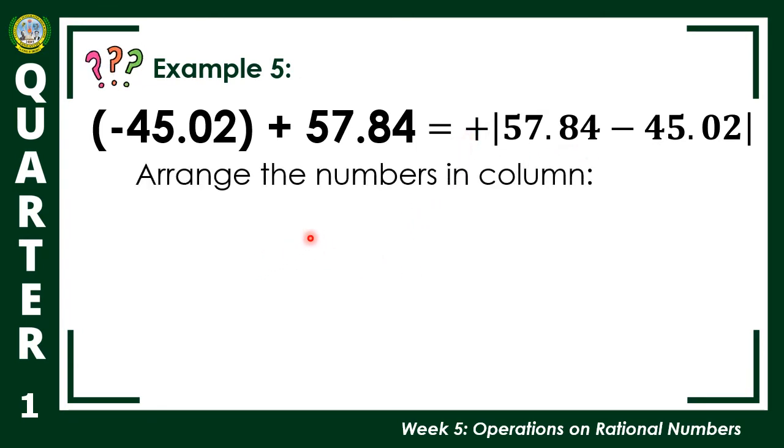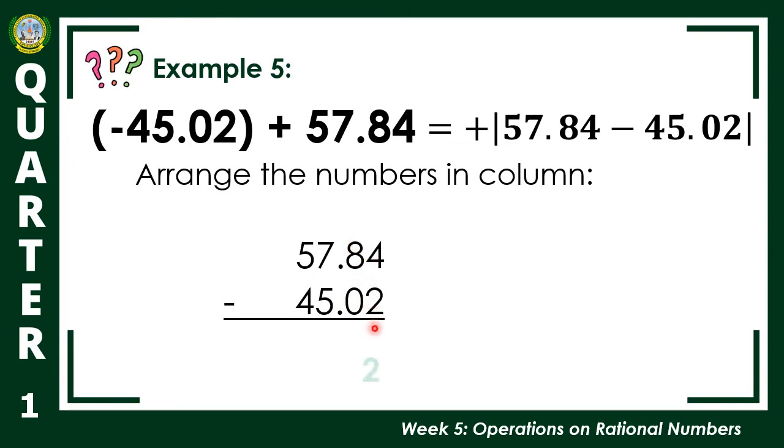So, align again the numbers in column. We will have 57.84 minus 45.02. So, dahil magkatapat na naman po yung decimal point, and no need to add digits po sa dulo, subtract na po natin.